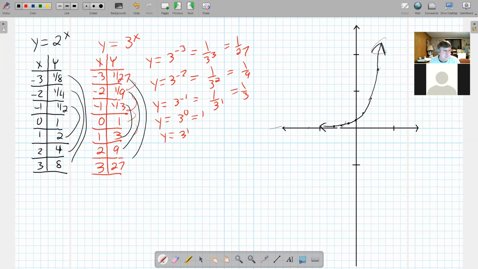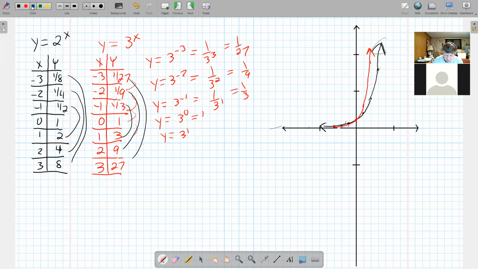Okay, now let's graph y equals 3 to the x. So we're at -3, 1/27, and -2, 1/9, and -1, 1/3, and then 1, and then 3, and then 9, and then off the graph, all right? But do you see how on the positive side of the x-axis, this thing is growing faster because instead of doubling, it's tripling?